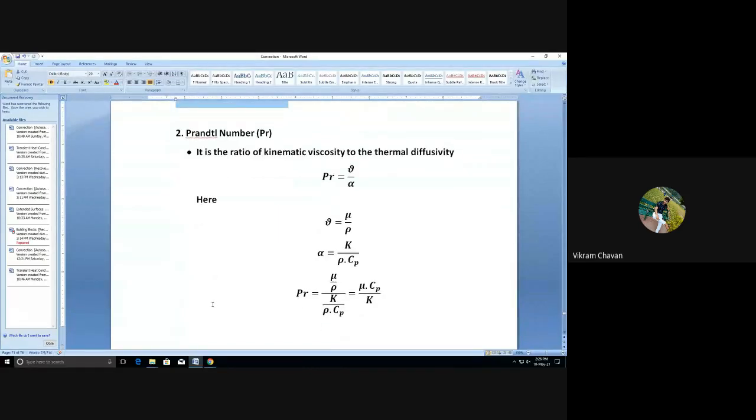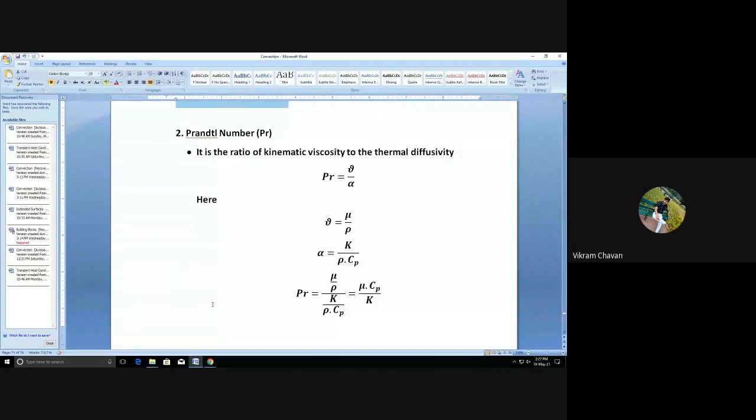Now second one is Prandtl number. Prandtl number is the ratio of kinematic viscosity to the thermal diffusivity. Now what is meant by kinematic viscosity? Kinematic viscosity is the ratio of dynamic viscosity to the density, and thermal diffusivity.